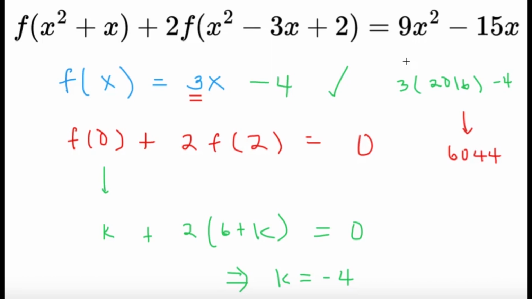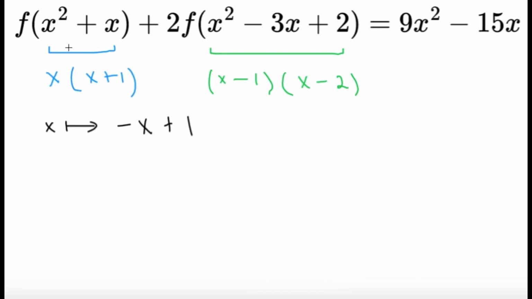Now, first we have to observe though. We're going to make the following observations. Take a look at these two quadratics: x squared plus x and x squared minus 3x plus 2. Take note that we can factor them as follows. And the next step, maybe not the most obvious thing in the world, but if we substitute the x's in the given equation with negative x plus 1, something nice is going to happen. You're going to see the motivation after I show you what the resulting equation is.